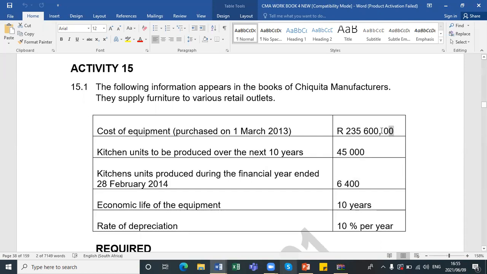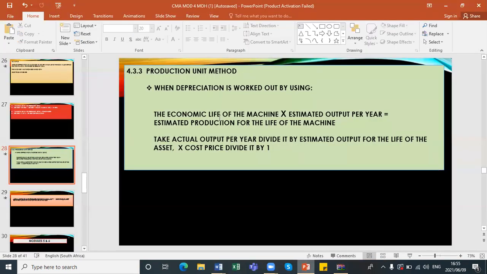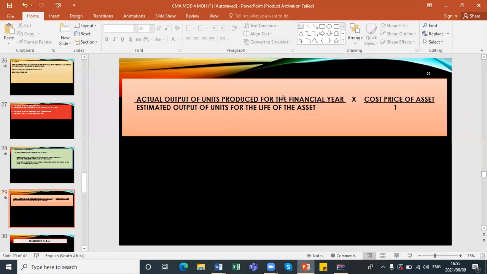The cost price when they bought it was 235,600. So actual output of units produced will be 6,400. Estimated output is 45,000. Cost price is 235,600 divided by 1. The amount you get there will be known as the depreciation.